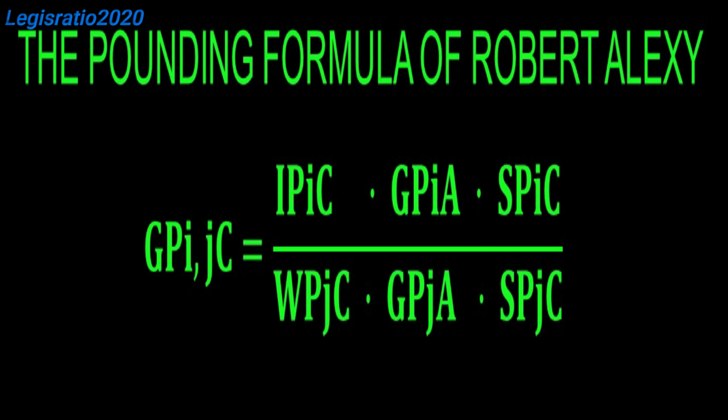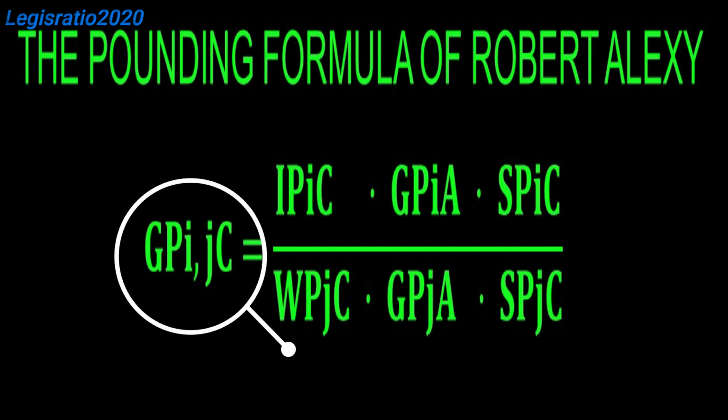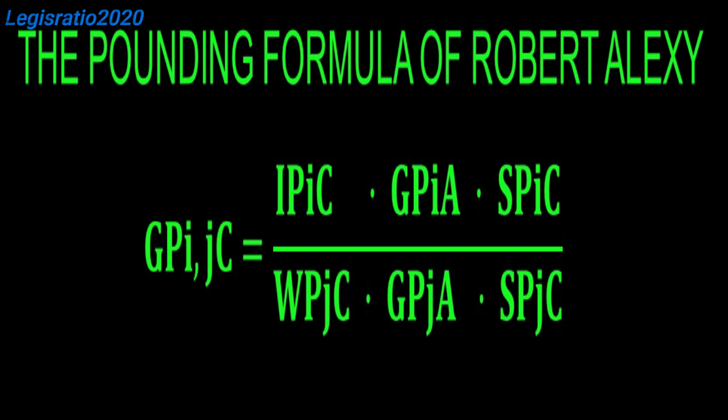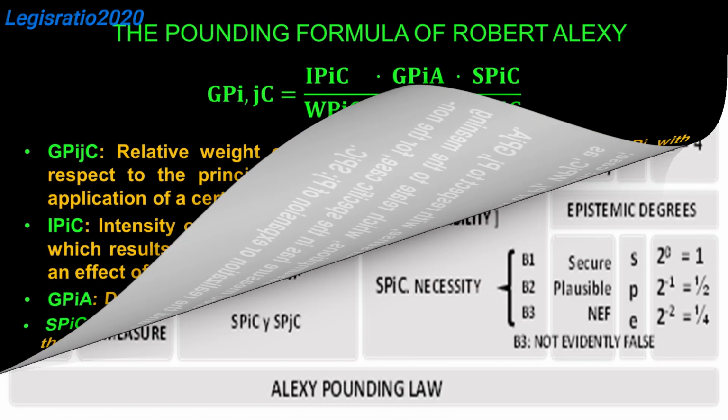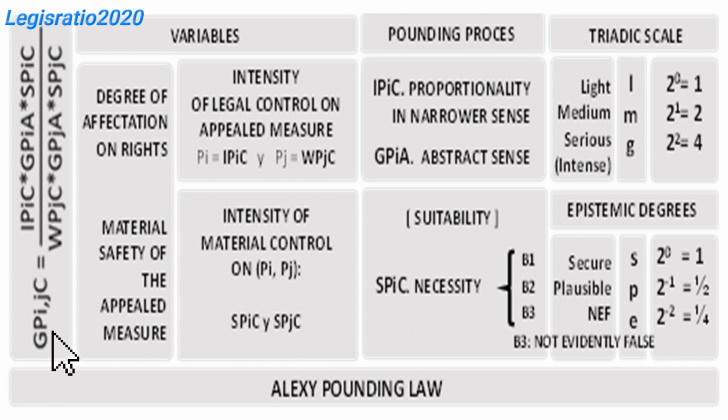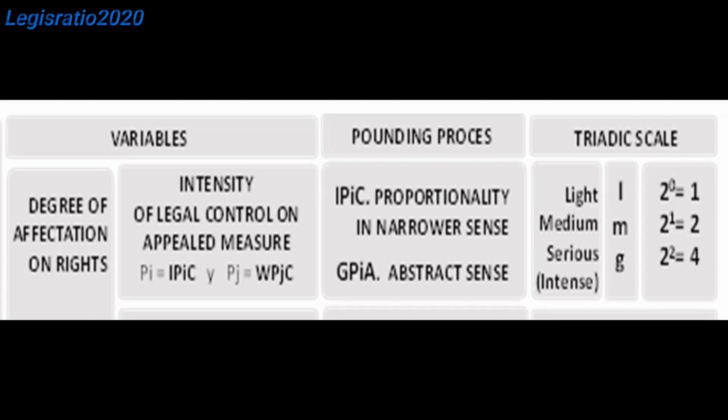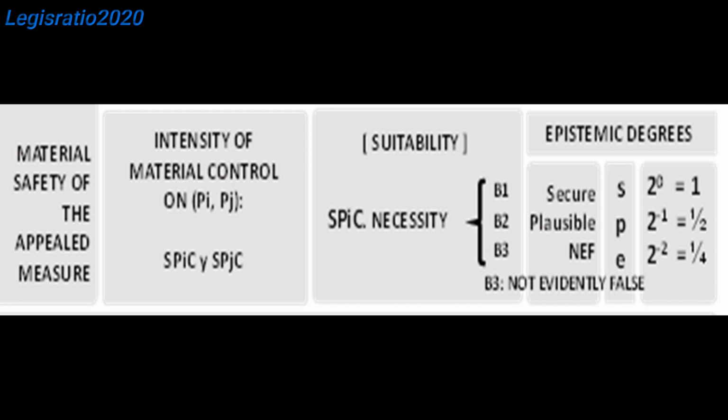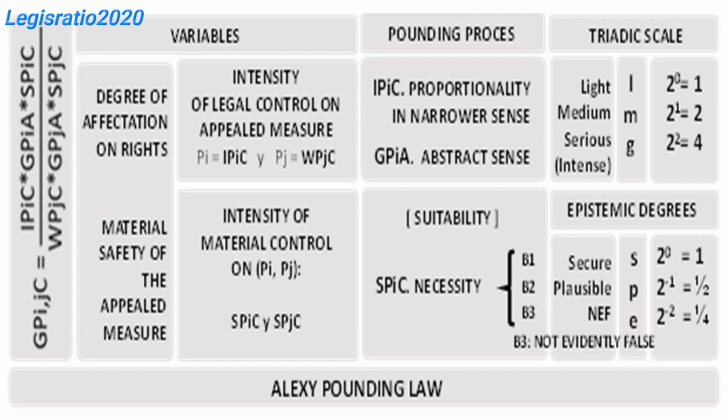Next, we will analyze Robert Alexy's formula performance represented by the variable GPiJC, which is required to be weighed as part of an exercise of constitutional control over a given appellate measure under review. This figure will represent a conceptual scheme of the weighing formula of Robert Alexy, which illustrates the triadic scale associated with this formula for weighting the degree of restriction or affectation on the principle of fundamental rights, for example, the intensity of judicial control and, on the other hand, the epistemic scale, detailed to assess the safety or material certainty of the specific appellate measure.